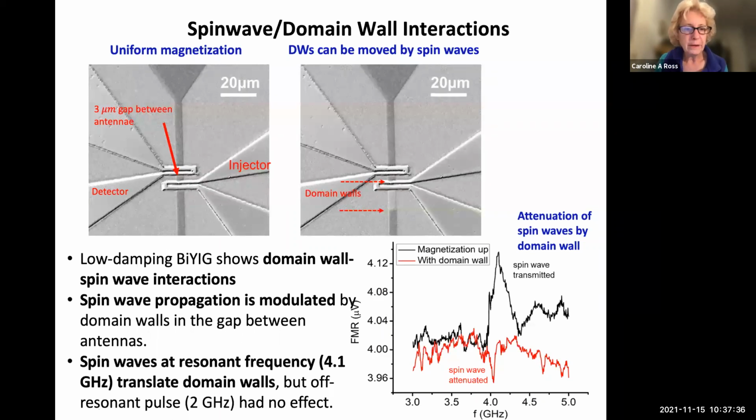And if we place a domain wall in between these antennas, actually near one of the antennas, and we put a pulse of RF power into the antenna, it will actually push the domain wall along, and you can see it down here. One of them's moved down to here. And the spin wave, which is injected by the antenna, is actually interacting with the domain wall and pushing it along. So we have a magnon domain wall interaction.